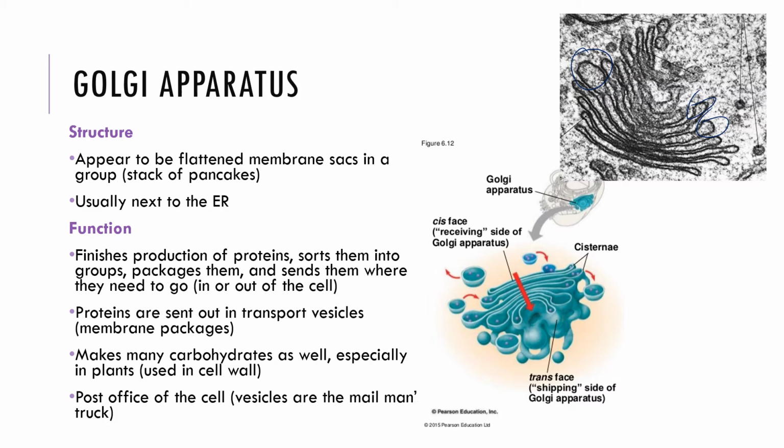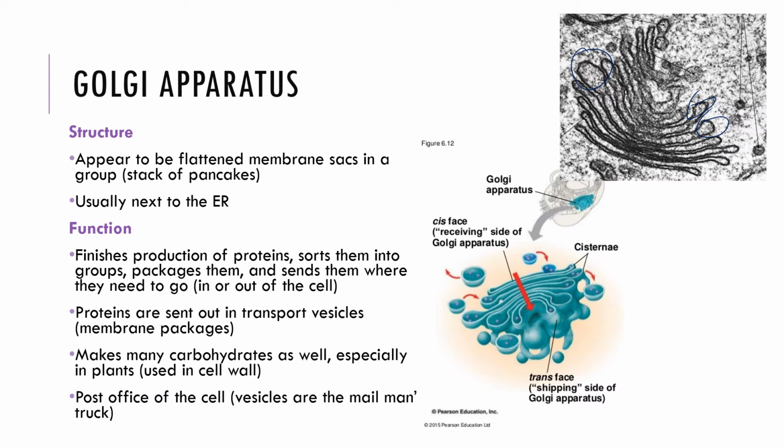What will happen is the rough ER will kind of finalize the proteins that are made by the ribosomes, and it will send little packages with these proteins to the Golgi apparatus. The Golgi apparatus sorts these proteins into specialized groups, packages them appropriately, and sends them where they need to go, either somewhere in the cell or to the cell membrane where they will exit the cell completely. And the proteins are sent out in what we call transport vesicles.